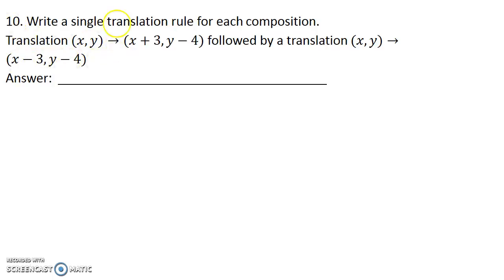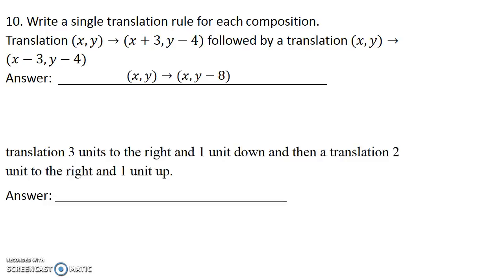Your x-coordinates stay the same. For the y-coordinates, it's saying, well, go down 4. And then go down 4 more. So ultimately, when you put those two things together, you're going down 8. So the x-coordinates staying the same, the y-coordinates are going down 8. So we'd write that x comma y would change to x comma y minus 8, which is much more simplified than doing two translations.